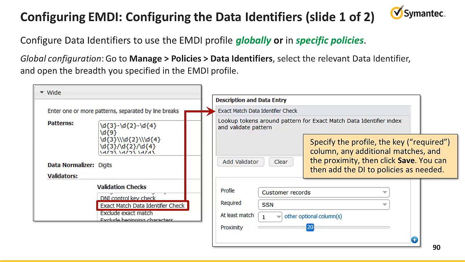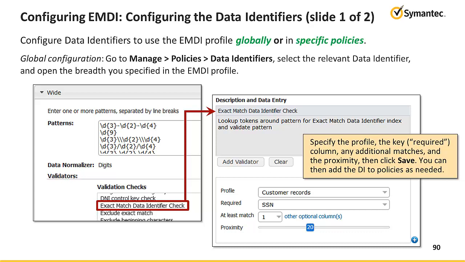Fourth, under Validator's validation checks, select Exact Match Data Identifier Check. And fifth, in the box to the right, specify EMDI profile settings. From the Profile dropdown, select the relevant EMDI profile. From the Required dropdown, select the key required column you designated when creating the EMDI profile. From the At Least Match dropdown, select the number of optional columns from your EMDI profile that you want to match on.